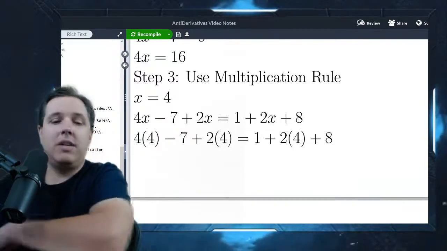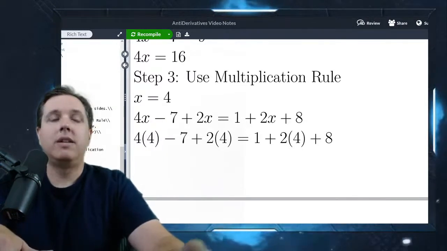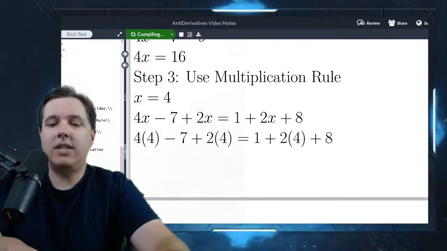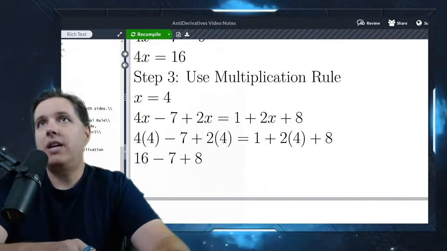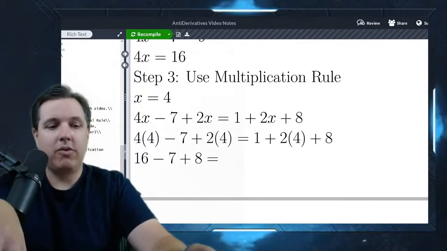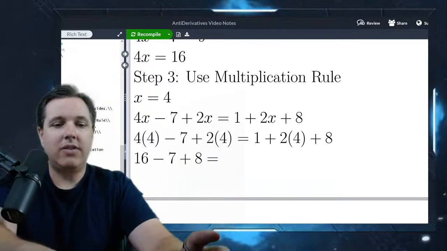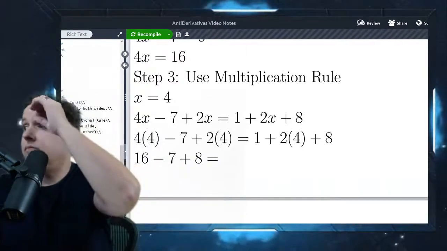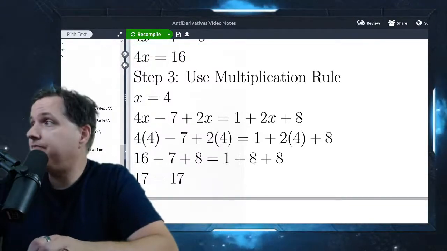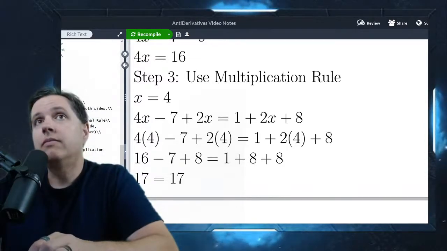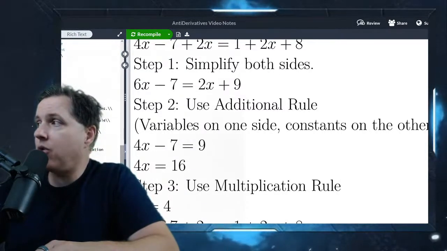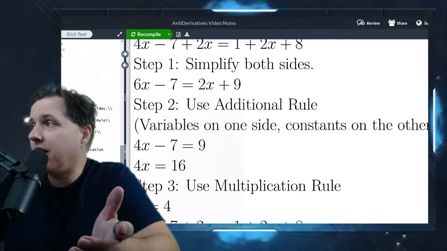And let's see, what does that give me on the left? That's going to give me 16 minus 7 plus 8, which is really going to be 17. And then on the right, I get 1 plus 8 plus 8. Simplifying both sides, I get 17 equals 17, which is true, so we know we did it right. Okay, so then we know we're correct. I can go put x equals 4 into my Delta Math homework, and I know I'm not going to lose a point because I already checked it. I know it's right.